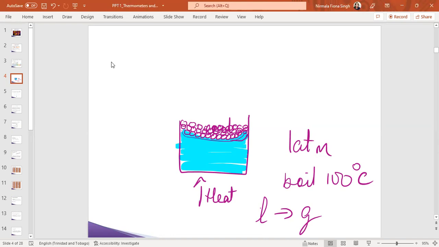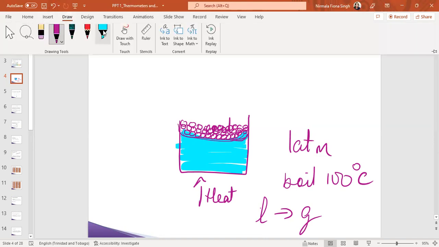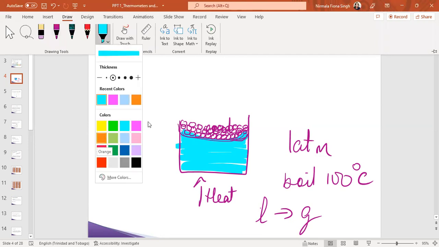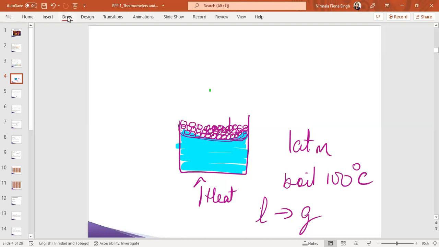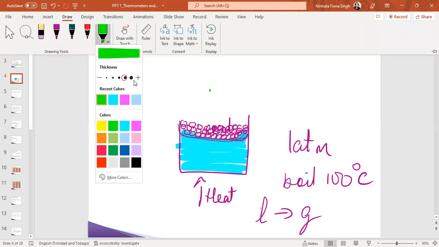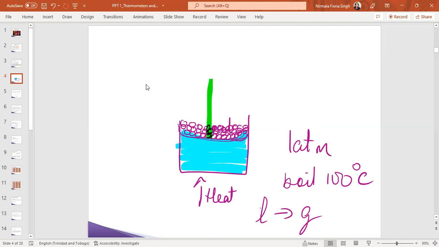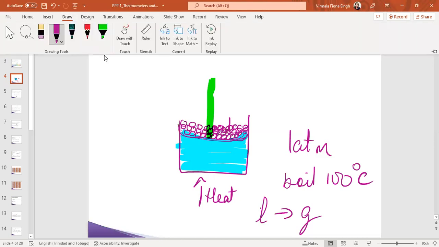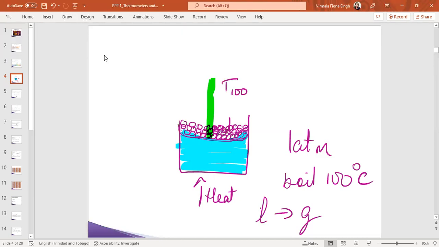And because these molecules are not circulating, they're just being let go from the liquid, we can take our thermometer and put it in that active steam part. So we put it right here in the steam itself, not in the water. And we will be able to measure our temperature, which is 100 degrees Celsius.